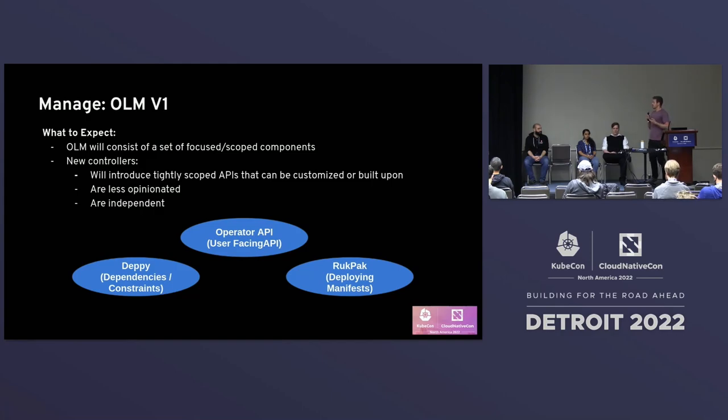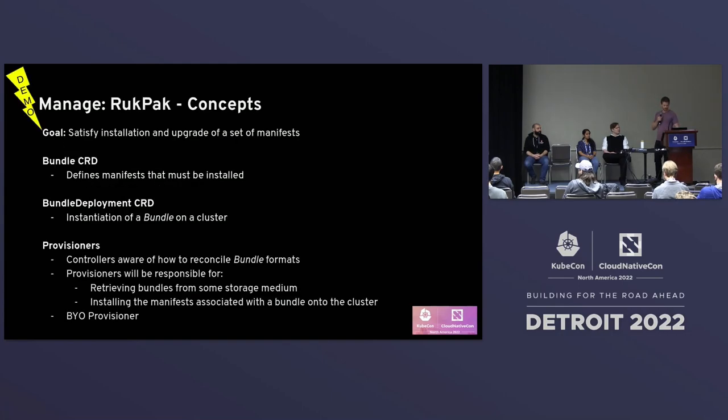And the third component is RukPak. And RukPak is simply in charge of installing a set of manifests. So, RukPak, installing a set of manifests. Notice that I didn't say it's in charge of installing operators. What is an operator? An operator is simply a set of manifests, one of which is a CRD that extends the Kubernetes API. We've mentioned that the ability to allow our developers to create a solution and package it and then share it with all their customers is really powerful. We do not want to limit ourselves by requiring that it has to be an operator. So RukPak is going to be a generic way to retrieve off-cluster stuff and install it on your cluster.